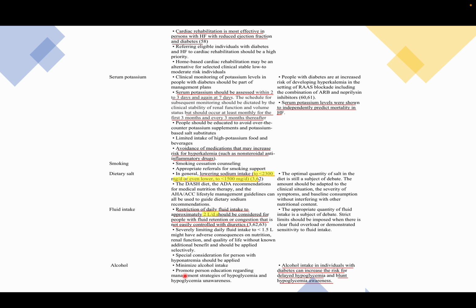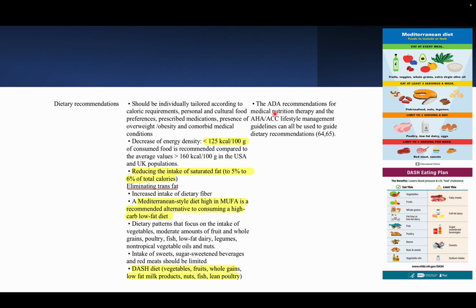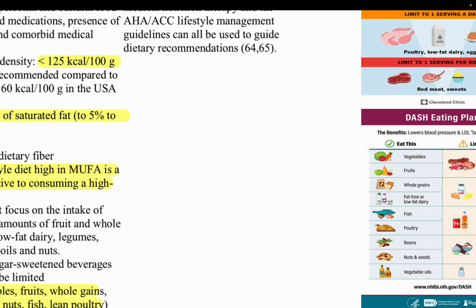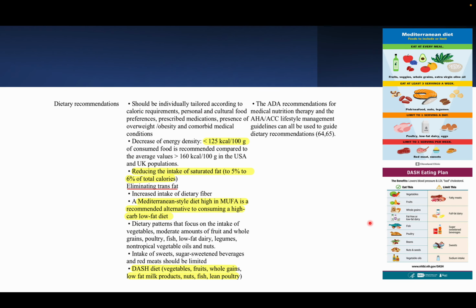Also avoid alcohol intake. So these are the various dietary recommendations you can advise. There are two kinds of diet. One is the DASH diet, where you advise vegetables, fruits, whole grains, low fat milk products, nuts, fish and lean poultry. Vegetables, fruits, whole grains, fish, poultry, beans, nuts and seeds should be advised.